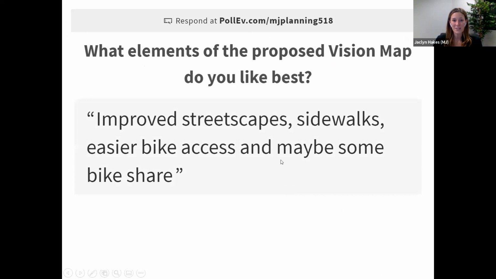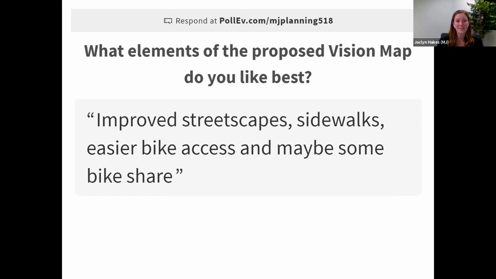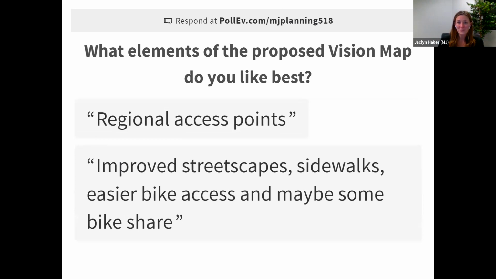So here is the first question, and hopefully this is working. What elements of the proposed vision do you like best? What we're asking is, if you can type in any words, anything that you want here, it should hopefully show up. We encourage you to identify those things that you liked best out of the proposed vision map. And again, these are your initial reactions. So far we have improved streetscapes, sidewalks, easier bike access, and maybe some bike share. Folks like the regional access points. All right, what other elements did you like best of the proposed vision map?